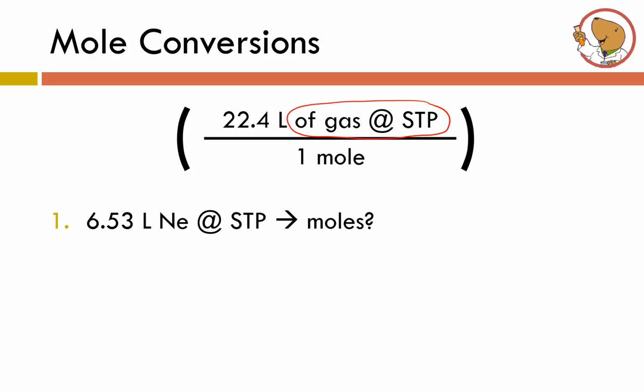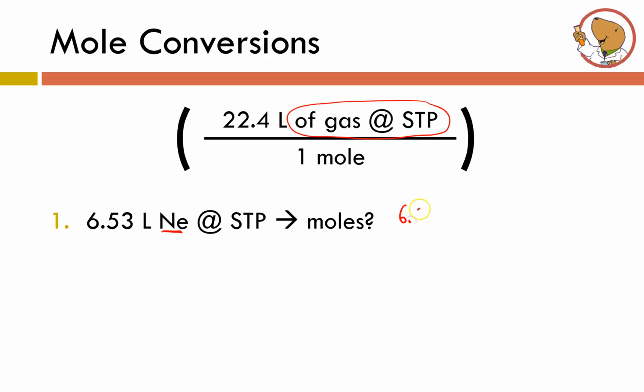We've got 6.53 liters of neon at standard temperature and pressure. Now the fact that it's neon isn't going to change anything in this case because we're trying to convert out of liters into moles. And regardless of the identity of your gas, 22.4 liters of that gas at standard temperature and pressure will be equal to 1 mole.